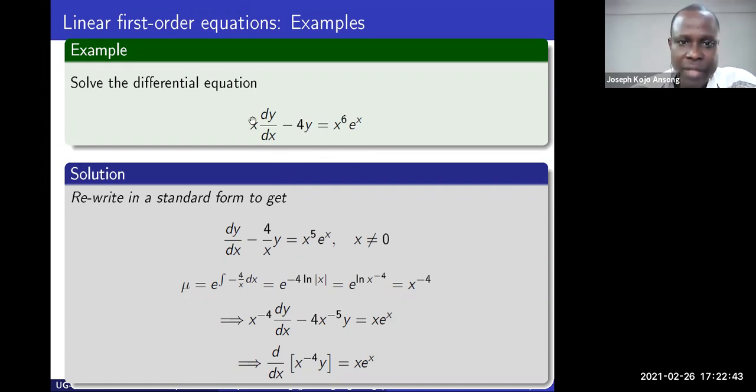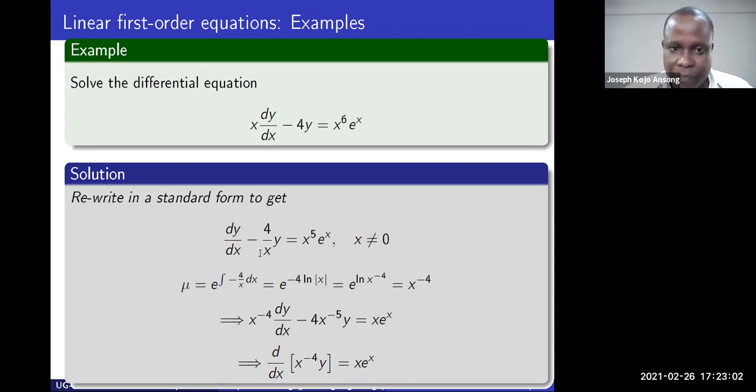So what I do is that I divide through by x here. If you divide through by x, you're going to get this. Of course, you have to add this condition, otherwise this will not be defined, right? Good. So now it's in a standard form. This thing is our q of x, and our p now is negative 4 over x.